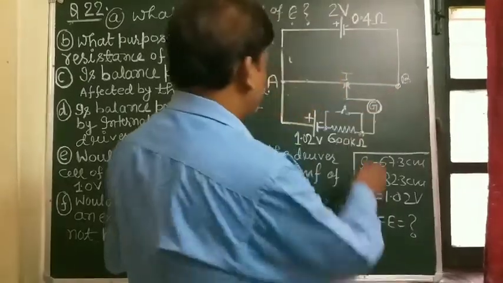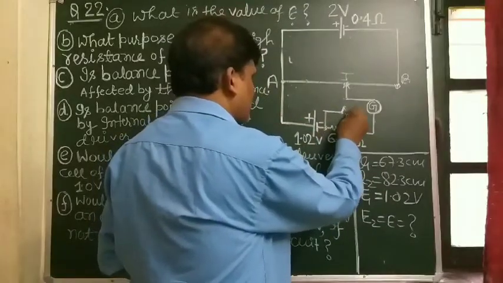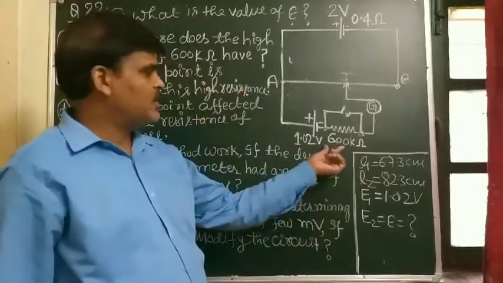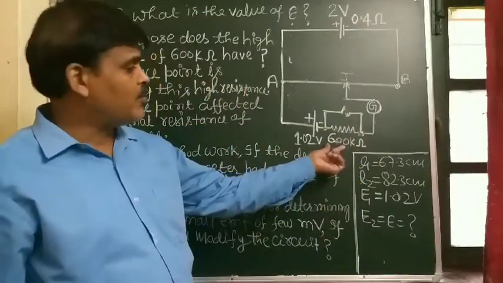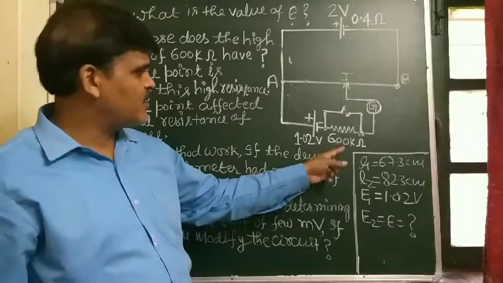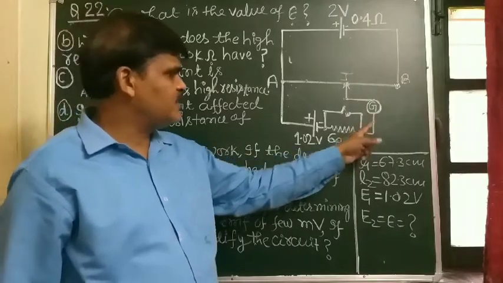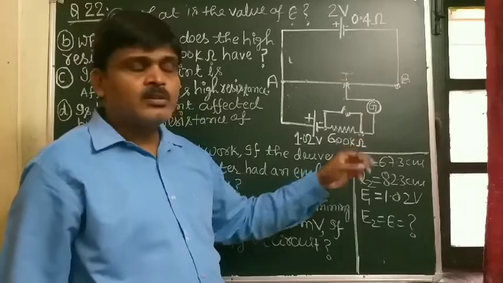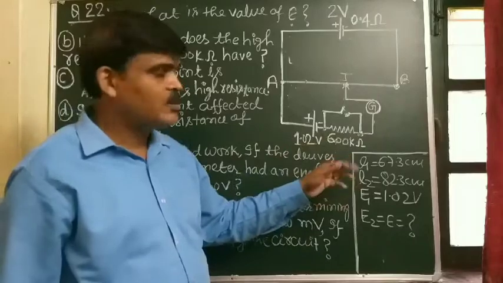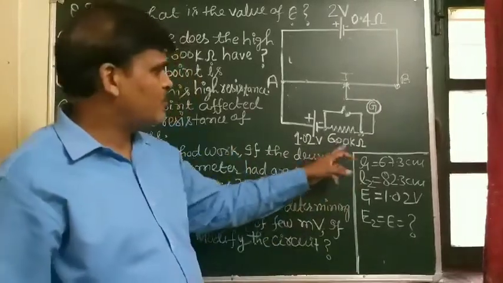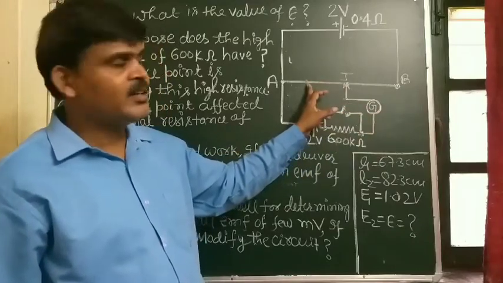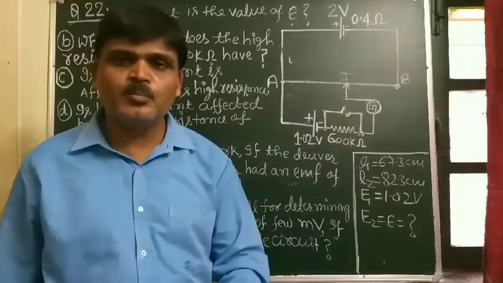So the purpose of using this high resistance of 600 kilo ohm in series with a galvanometer is to allow a very small current to flow through the galvanometer when the movable contact is far away from the balancing point.